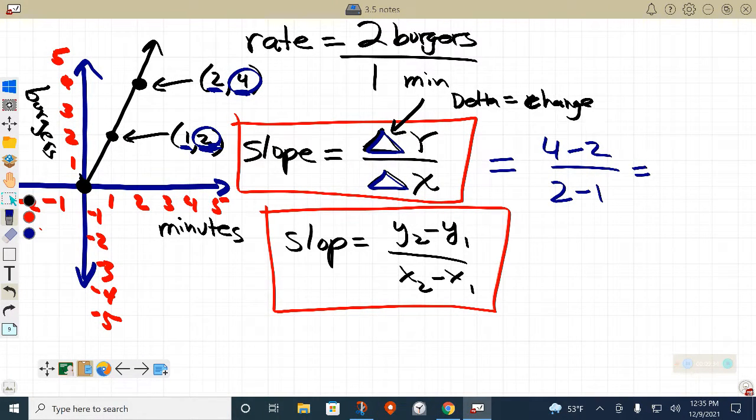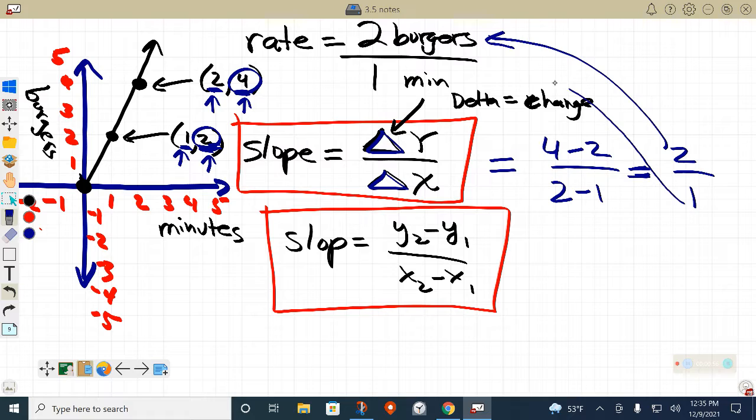I'm taking the change in my y values, which are 4 and 2. And then on the denominator, I'm taking the change between the x values, 2 and 1. I'm subtracting those puppies. That's how you take the change. Watch. 4 minus 2 is 2. 2 minus 1 is 1. Hey, that looks familiar. That's what Valencia said. 2 burgers per 1 minute.